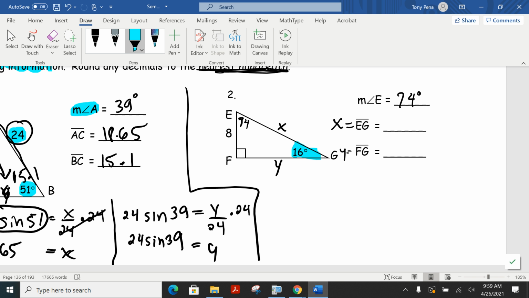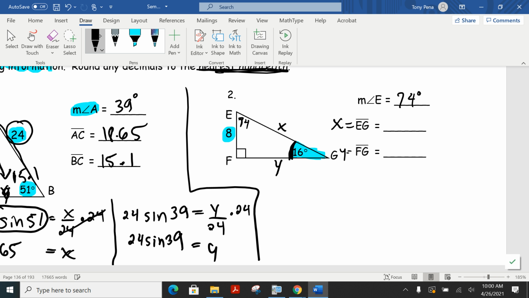I'm going to pick 16 degrees. I have to use the 8. So those are 2 of the 3 pieces of information that I want to know. I could use either one now to figure out Y or X. So let's say I want to figure out Y. That's the one that I want, and this is my reference angle.